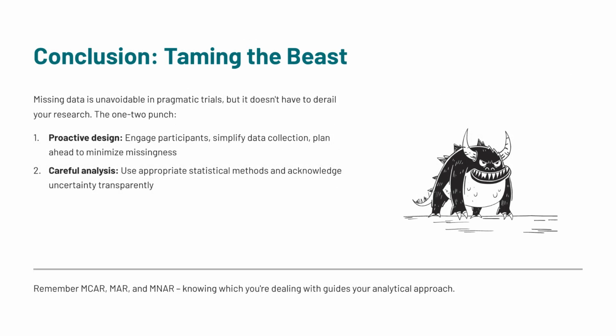We've treated missing data like the villain, and it can be. But with smart planning and transparent analysis, it doesn't have to derail your trial. In pragmatic studies, the 1-2 punch is clear. Design and operations that minimize missingness, followed by careful, well-documented methods to handle what remains and openly acknowledge uncertainty. That's why we bring statisticians in early, train teams to capture complete data, and pre-plan how we'll analyze and stress test gaps. Think of it as insurance for your study's validity.